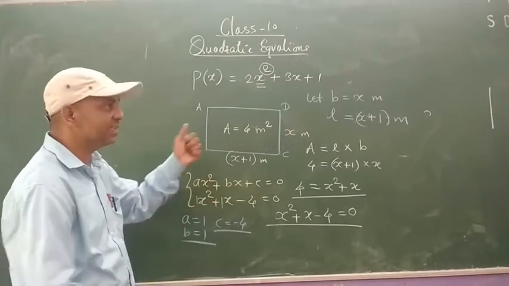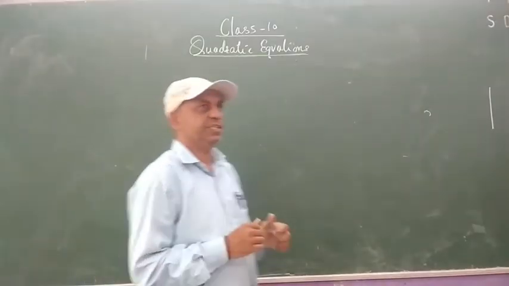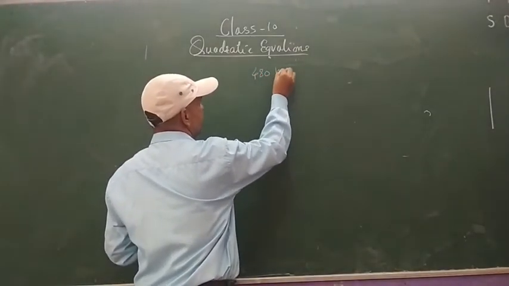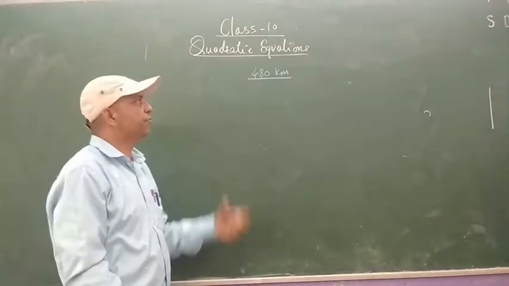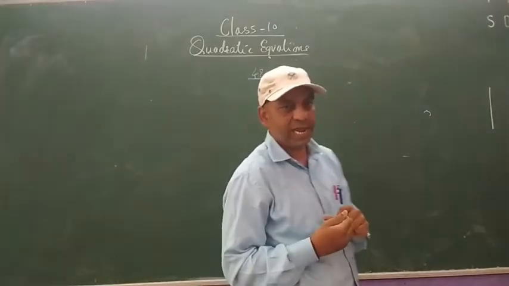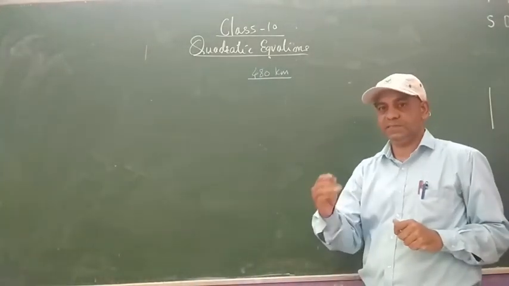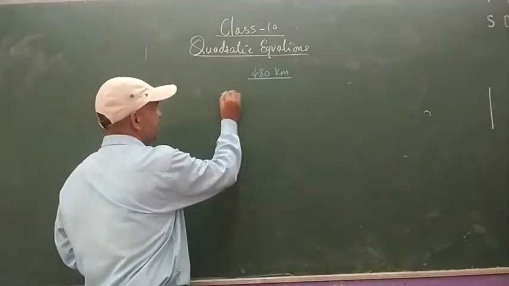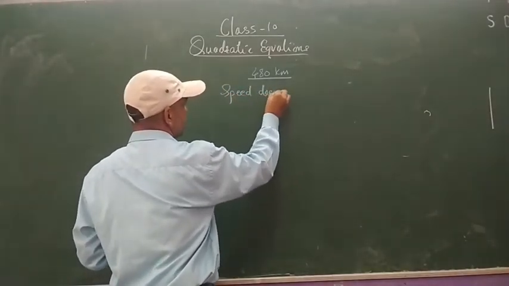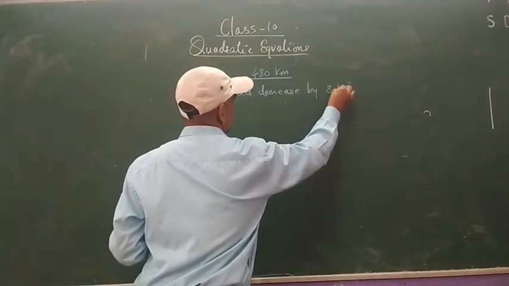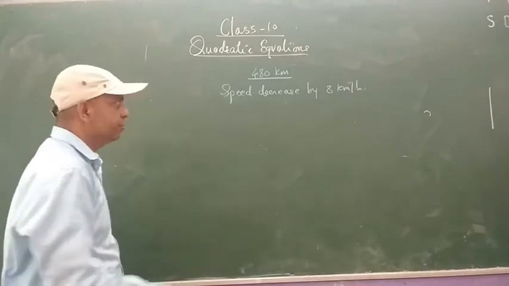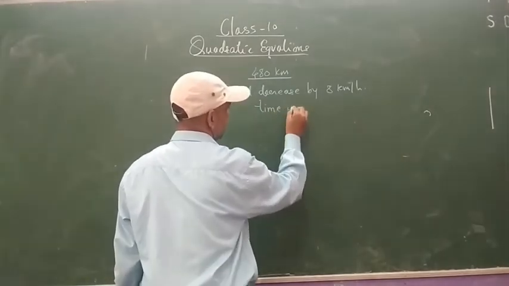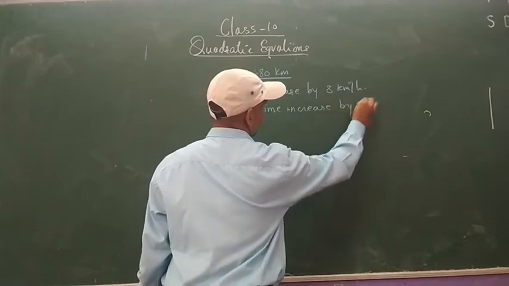So let us take another situation. The second situation is that the train covers a distance of 480 kilometers at a uniform speed, and if the speed decreases by 8 kilometers per hour, it would have taken the time increased by 3 hours.